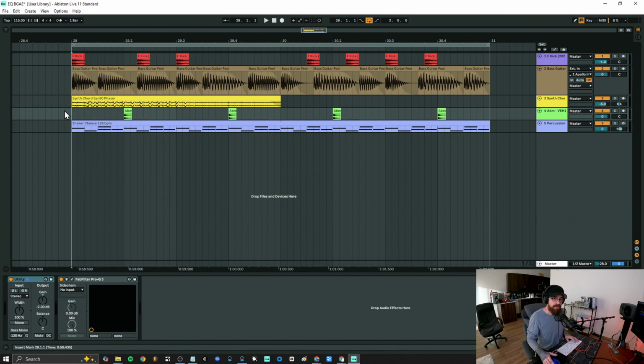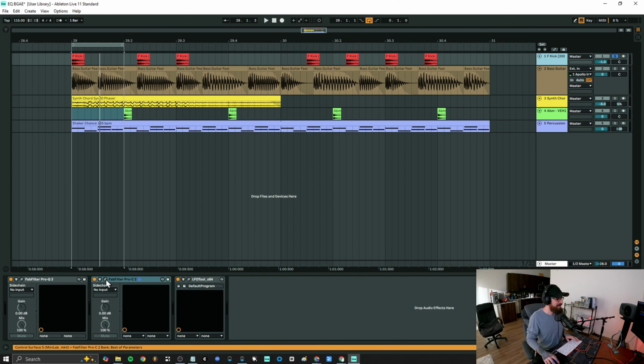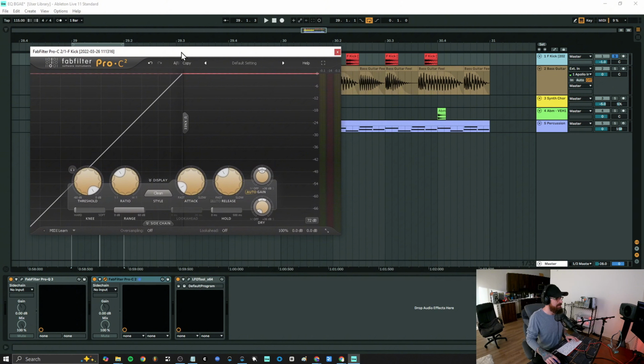So if you remember our lesson on equalizers, we made this loop. Now this loop doesn't have any compression to it whatsoever, but in order for us to understand exactly what a compressor does, we're going to focus on this kick drum. The reason why is because it is a transient. A transient meaning it is a very quick sound.